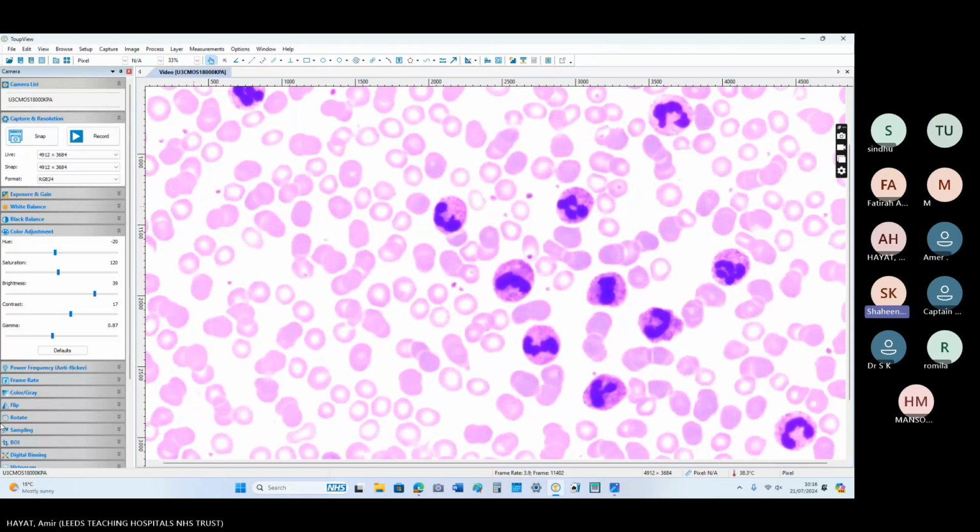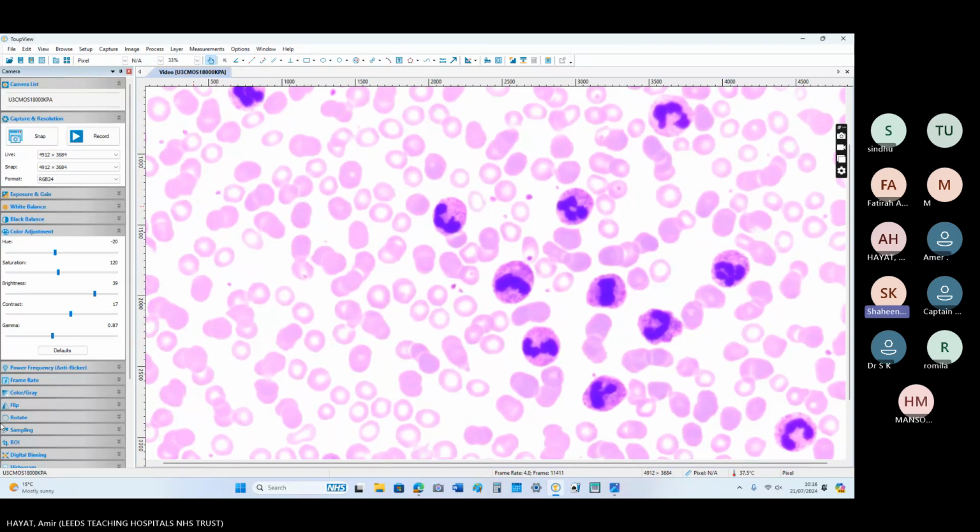So my conclusion is reactive neutrophil leukocytosis, probably infection. I would suggest D-dimer, CRP, and monitoring of counts in the next few weeks.